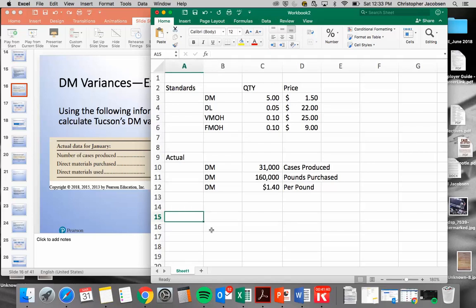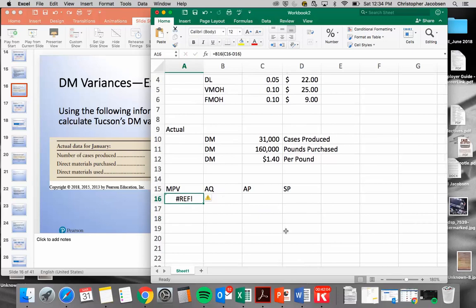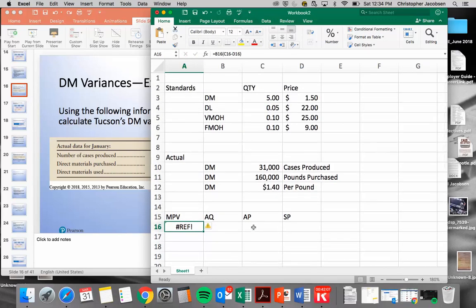So we have our material price variance, and again, that's going to equal our actual quantity times actual price minus standard price. So I'm just going to write a little formula. It's going to be our actual quantity, and then in parentheses, actual price minus standard price. It's showing up as a reference because right now we don't have anything in there. So our actual price that we bought our pounds at was 1.4. Our standard price that we should have had was 1.5. And our actual quantity was 160,000 pounds.